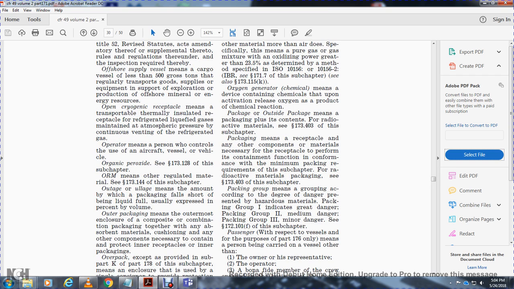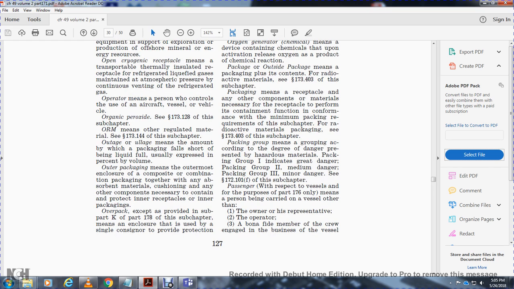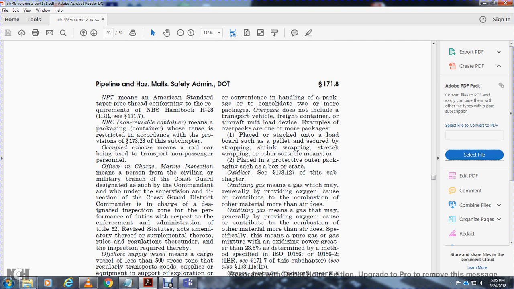Outer packaging means the outermost enclosure of a composite or combination packaging together with any absorbent material, cushioning, and any other components necessary to contain and protect the inner receptacle or inner packaging. Overpack, except for the provisions in subchapter K of part 172 of this subchapter, means an enclosure used by a single consignor to provide protection or convenience in handling a package, or to consolidate two or more packages. Overpack does not include a transport vehicle, a container, an aircraft, or a unit load device. Example: overpacks of one or more packages placed or stacked onto a load board such as a pallet, secured by strapping, shrink wrapping, stretch wrapping, or other suitable means, or placed in a protective outer packaging such as a box or crate.